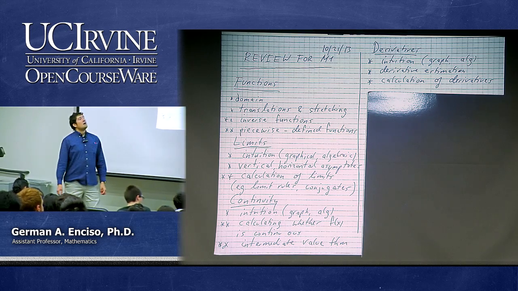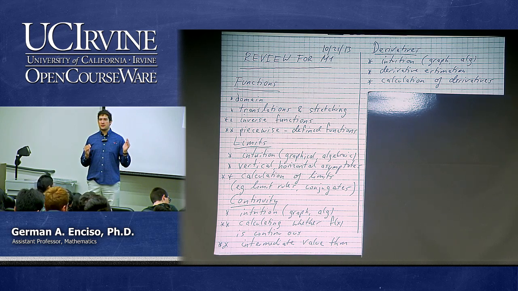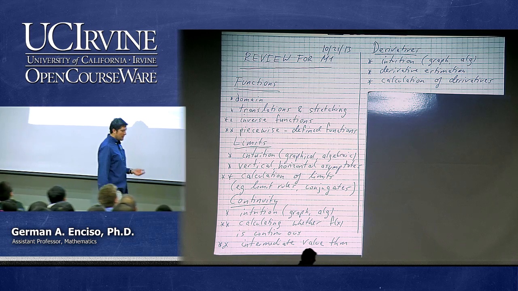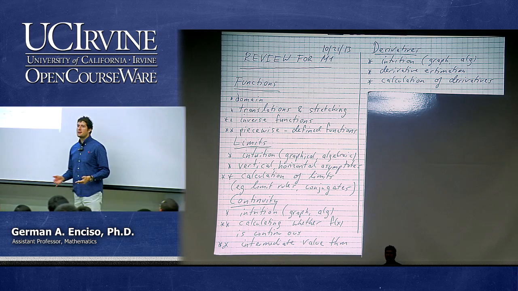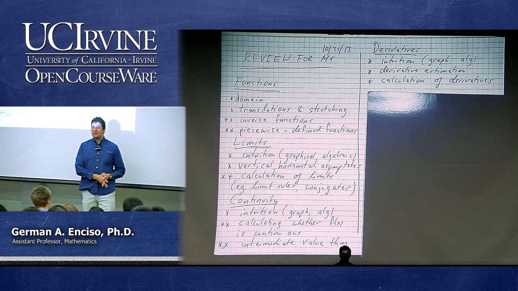So the exam has basically two chapters. This is chapter 1, chapter 2. That's the stuff we covered up to today. So chapter 1 is essentially a review of functions, right? And the idea is to understand what a function is and what you can do with it.